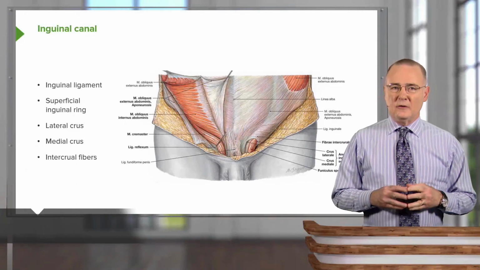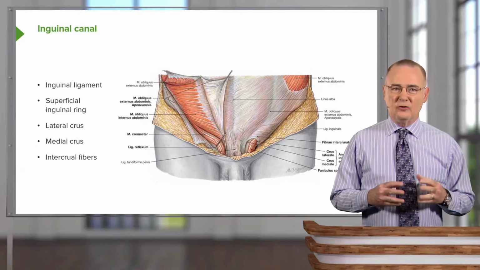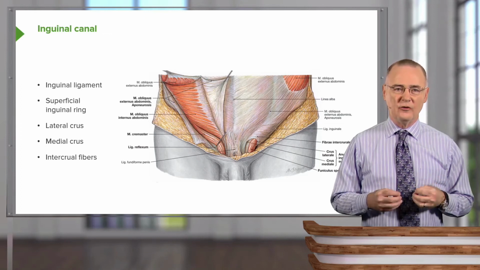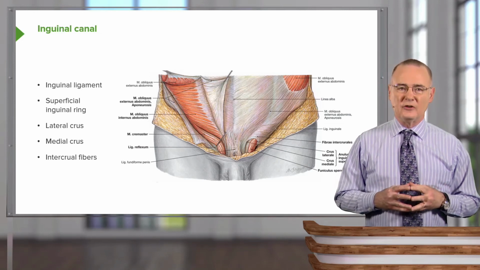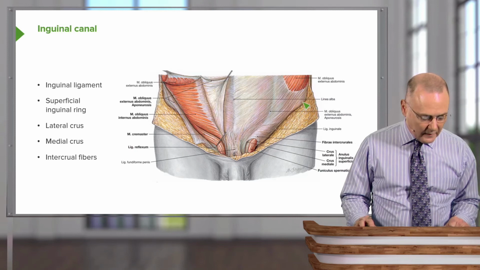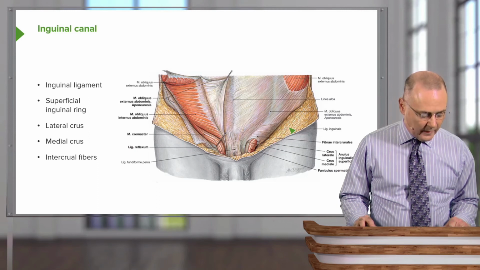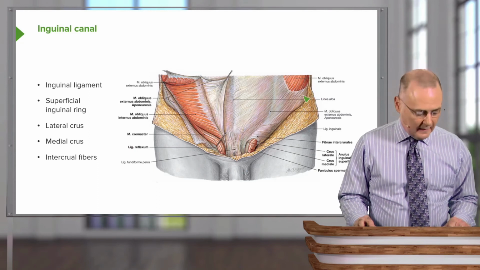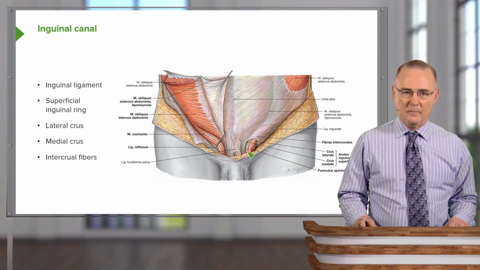Next, we'll take a moment to understand the inguinal canal and the features that you see to your left: the inguinal ligament, the superficial inguinal ring, lateral crus, medial crus, and intercrural fibers are all demonstrable on this particular illustration. The inguinal ligament is the inferiormost aspect of the aponeurosis of the external abdominal oblique, and we see that inferior margin running along here. It attaches laterally and superiorly to the anterior superior iliac spine, and then its medial inferior attachment would be to the pubic tubercle.